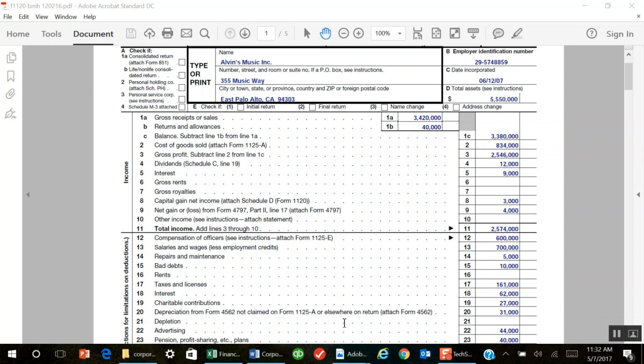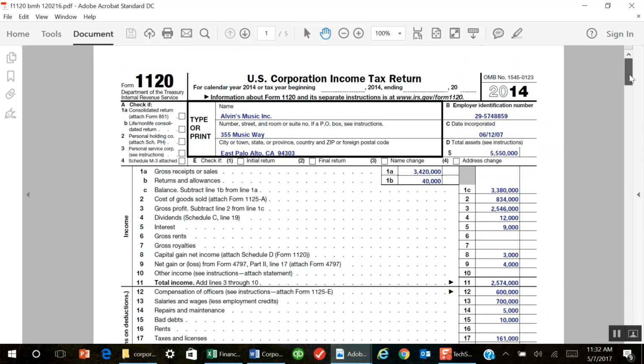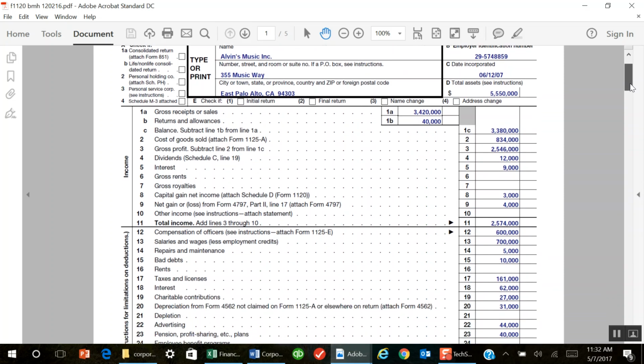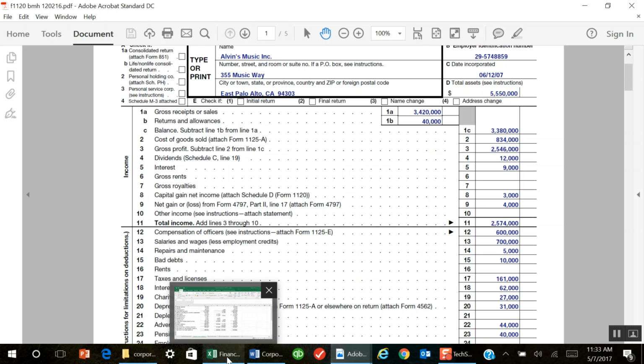So, first of all, remember that the tax return is on a tax basis. What you're supposed to be presenting on page 1 of the 1120 for a corporation is their tax income statement. So essentially it's their book income statement adjusted for book tax differences.